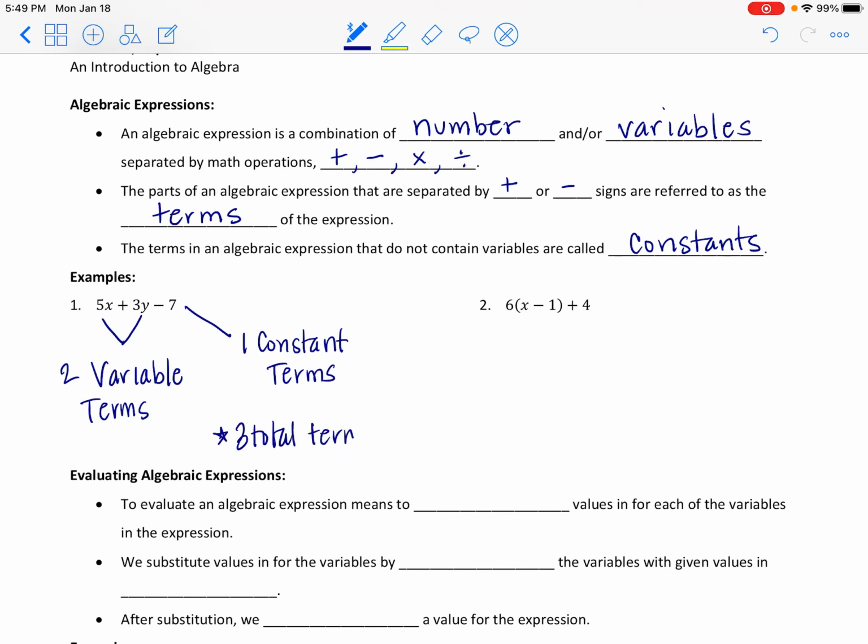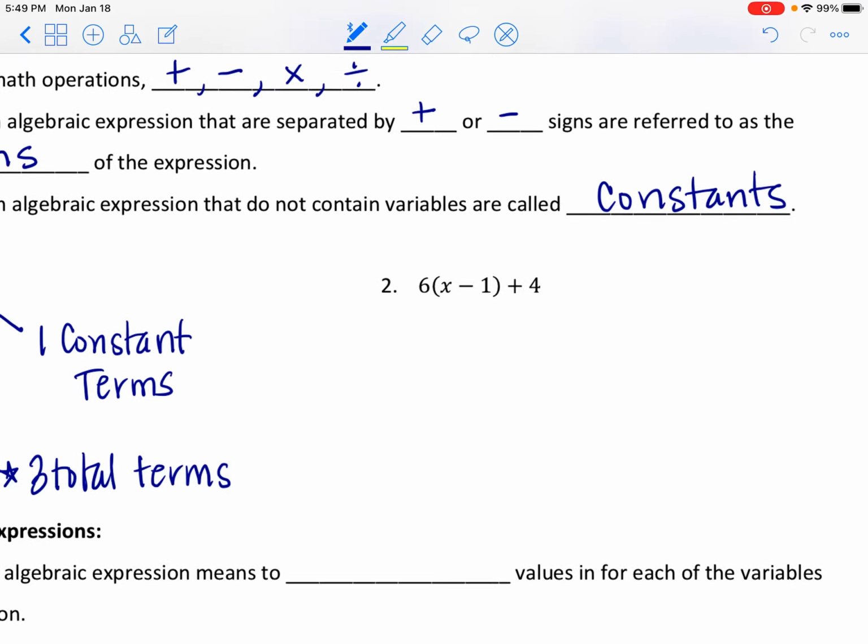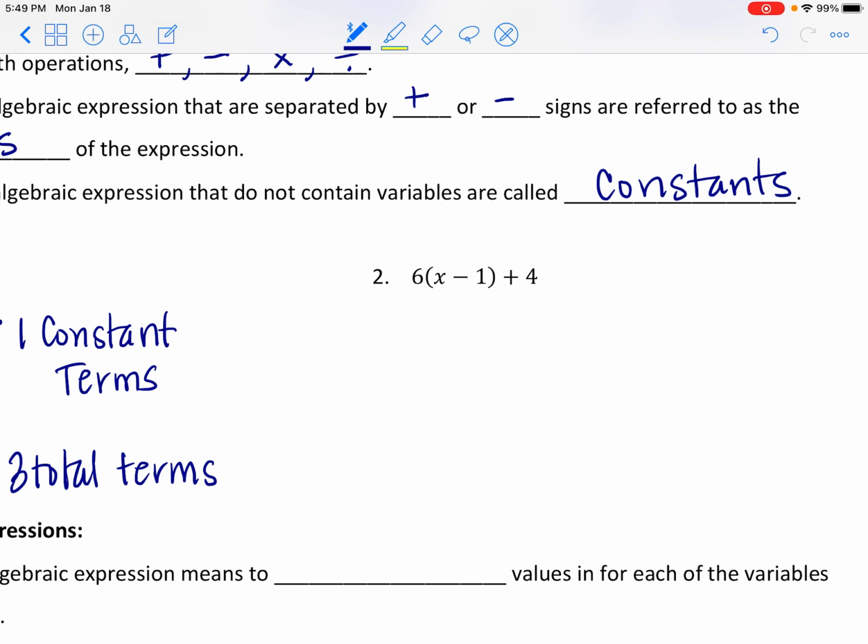Okay, if we're looking at something like number 2, we have to be a little bit careful. You might be thinking that you see three terms again. However, this 6 that's sitting right next to that parenthesis implies multiplication, and multiplication doesn't separate terms. In fact, it keeps things together. And so we would say that this is one whole term here, plus we have a second term here. So this would be two terms total, where this whole thing is one variable term.